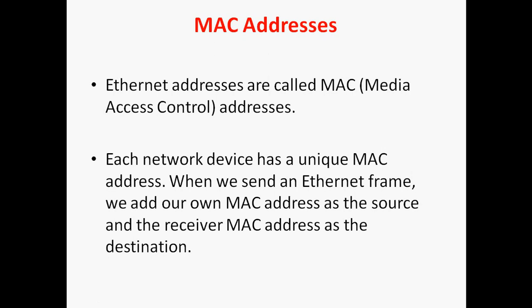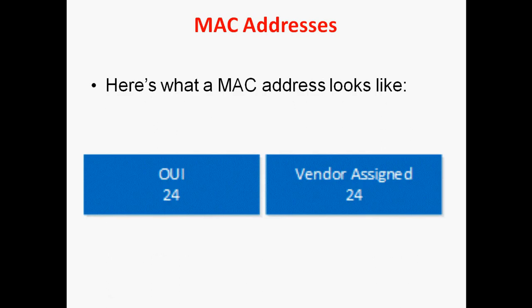Next one, MAC address. The Ethernet address is called the MAC address. The expansion of MAC is medium access control address. Each network device has a unique MAC address. When we send an Ethernet frame, we add our own MAC address as the source and the receiver's MAC address as the destination. This is what a MAC address looks like. A MAC address is a 48-bit address. The first 24 bits are the organizationally unique identifier and the last 24 bits are vendor assigned.